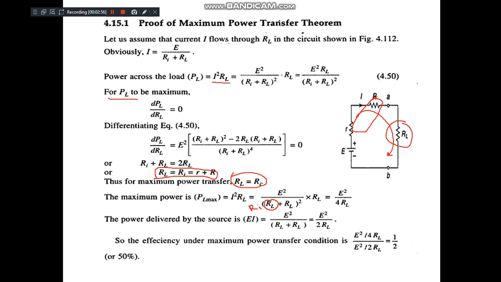The power delivered by the source is EI, so here you will get E square by 2RL. Once we calculate the efficiency, that is output power by input power, we get half, that is only 50%. This is a very important question for GATE or competitive examinations. This is a simple and important theorem, and most of the time you will get this theorem in the external examination.